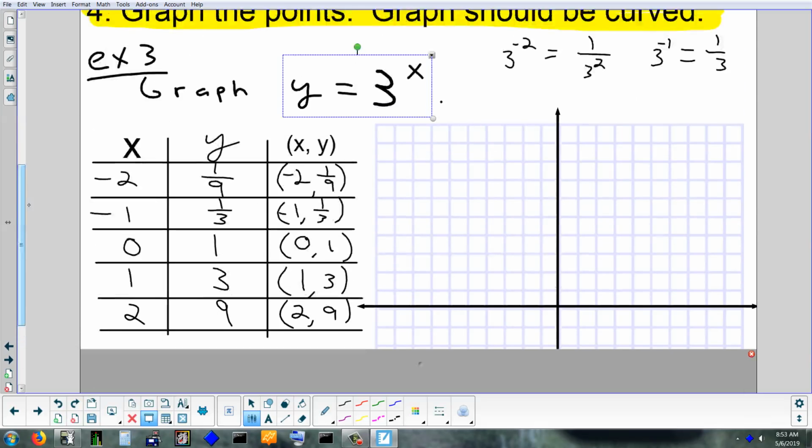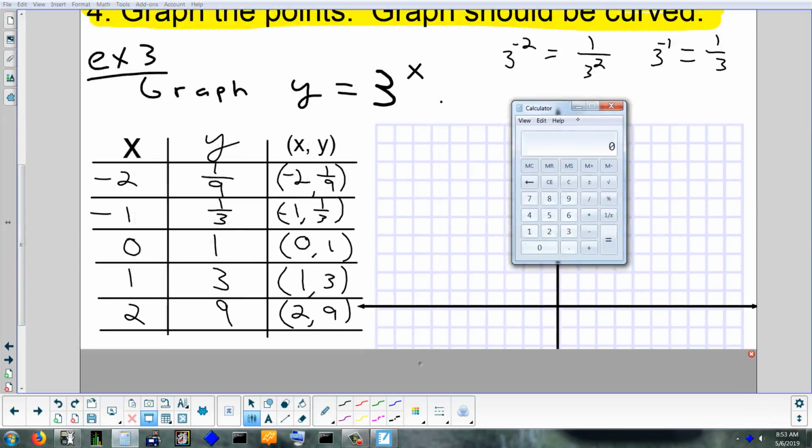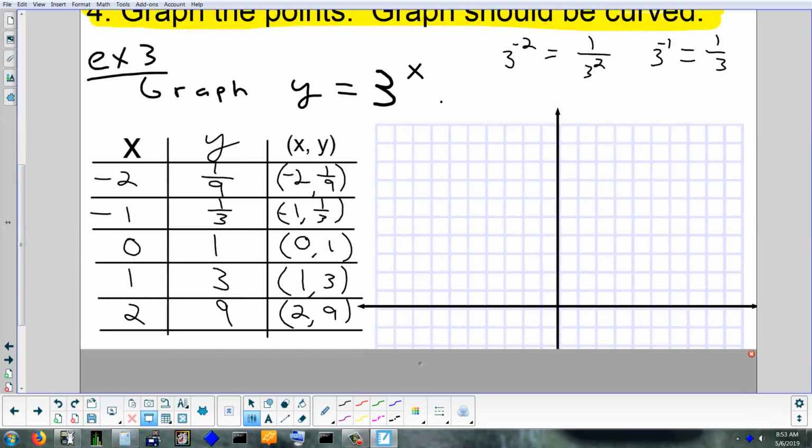All right. Negative 2, 1/9. Is 1/9 a big number or a small number? Small. Is it 0 though? No, not quite. It's a little above 0. Are you going to be able to graph it exactly at 0.1? No. So, negative 2, 1/9, I would just draw it like this. Just put a dot barely above 0.